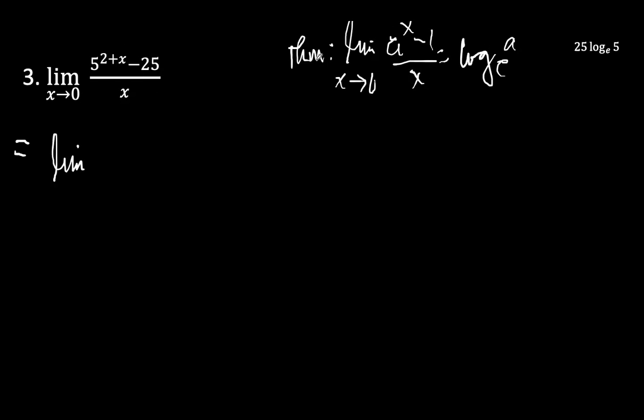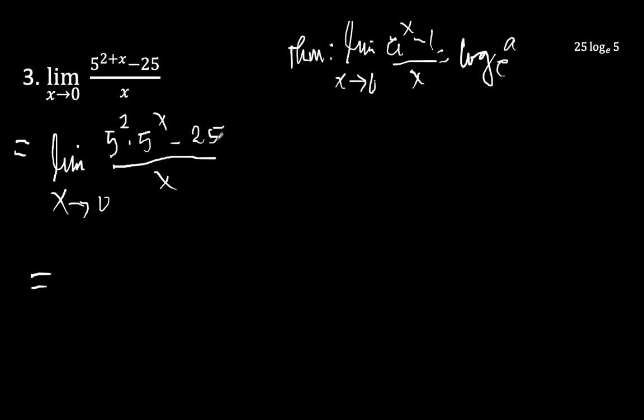We want to make this one such that it will be the same as the given in the theorem. And for us to make this one, we can factor it out. 25 can be factored out if the first term of the numerator can be expressed as 25 times a certain number. And 5 raised to 2 plus x is equal to 5 raised to 2 times 5 raised to x minus 25 over x as x approaches 0, right?